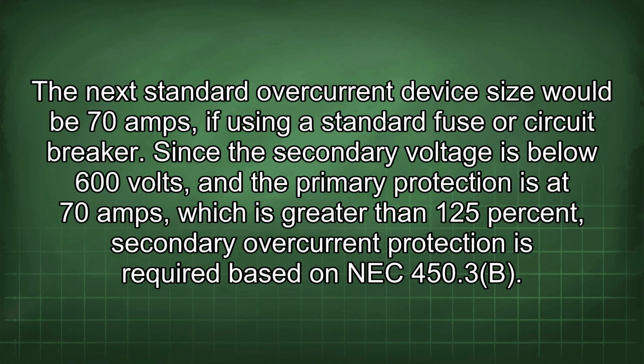The next standard overcurrent device size would be 70 amps, if using a standard fuse or circuit breaker. Since the secondary voltage is below 600 volts, and the primary protection is at 70 amps, which is greater than 125%, secondary overcurrent protection is required based on NEC 450.3(b).